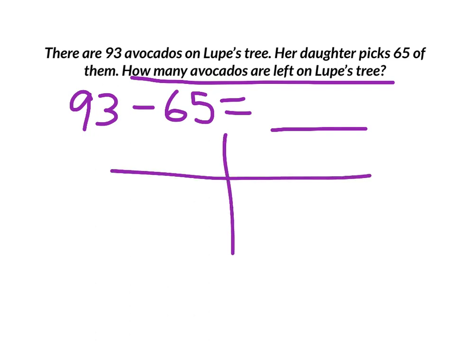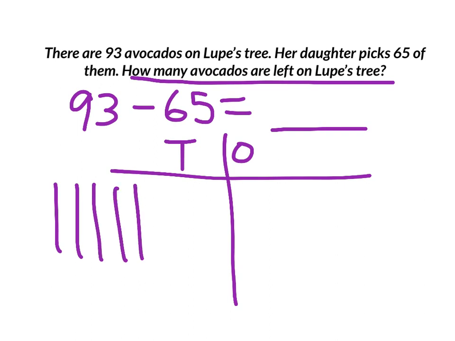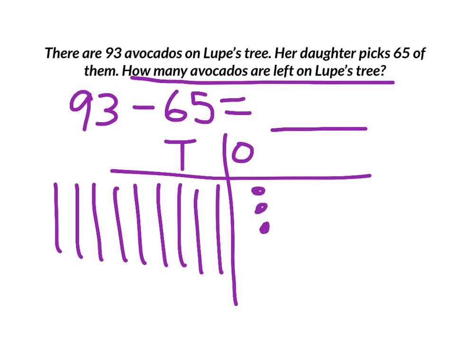For this one, I am going to use the base 10 models, okay? So I'm going to draw out 93. 10, 20, 30, 40, 50, 60, 70, 80, 90. 1, 2, 3. That's step 1, 93. Now what I need to do is cross out 65. So I'll start at the ones. I'll look at the 3 and I'll say to myself, oh, no, stop. There's not 5 here. I cannot do it.